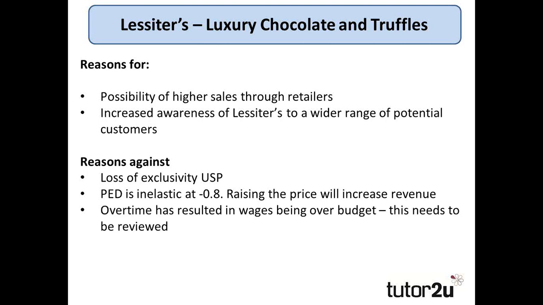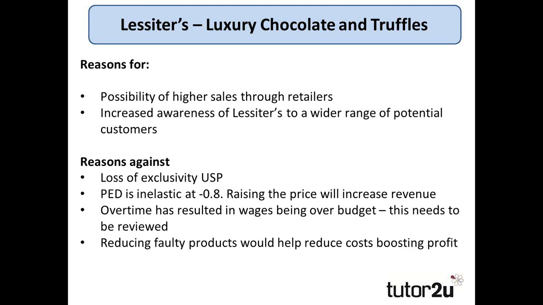Overtime has resulted in wages being over budget. This needs to be reviewed. If they can cut the overtime payments down, perhaps by employing a few more staff. Yes, labour costs are going to go up, but normal wages will probably be lower than overtime, which should reduce wages, which in turn should improve profit. So that's another alternative way of improving profit other than selling through retailers.